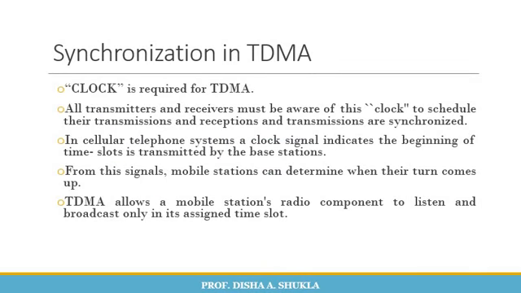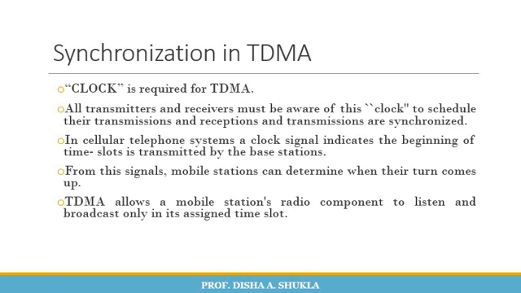As it is time division multiplexing, synchronization is important when you are dividing using time, that is the sender and the receiver must be synchronized. So synchronization is required in TDMA. A clock is required in TDMA. All the transmitters and the receivers must be aware of this clock to schedule their transmission and reception.